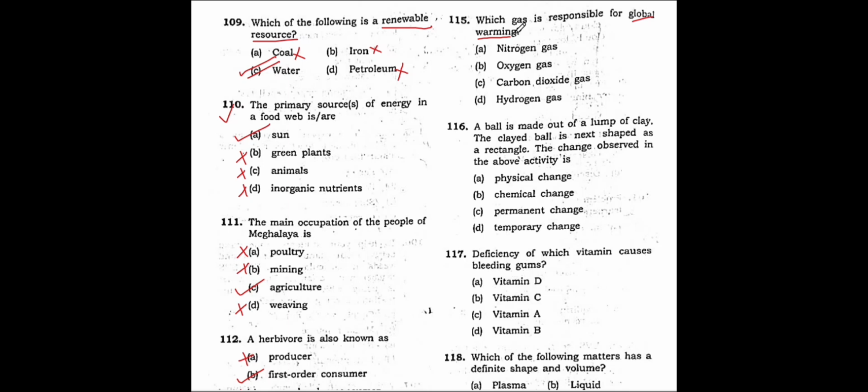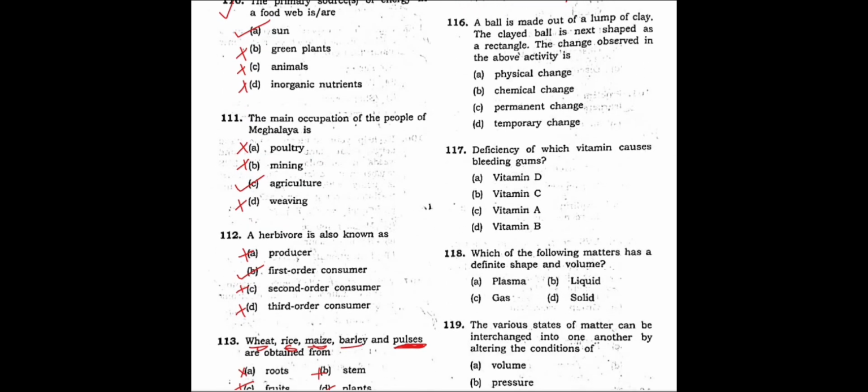So the question is, which gas is responsible for global warming? From these gases, there is one gas particularly responsible. It is not nitrogen gas, it is not oxygen gas, it is not hydrogen gas either, but it is carbon dioxide. Carbon dioxide is CO2. The chemical formula of carbon dioxide is CO2. So carbon dioxide is the main culprit behind global warming, right? So this is the gas. Now let's come to the next question.